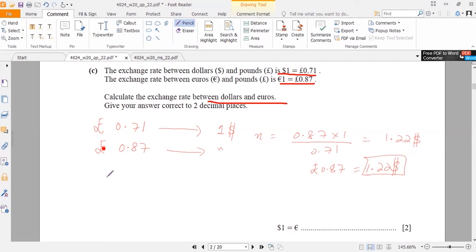Right. So now again we are using the unitary method, that is $1.22 is equal to 1 euro. Okay, so we need to find out the price of $1 in euros. So 1 multiplied by 1 upon 1.22. So the final answer will be 0.82 euros per dollar.